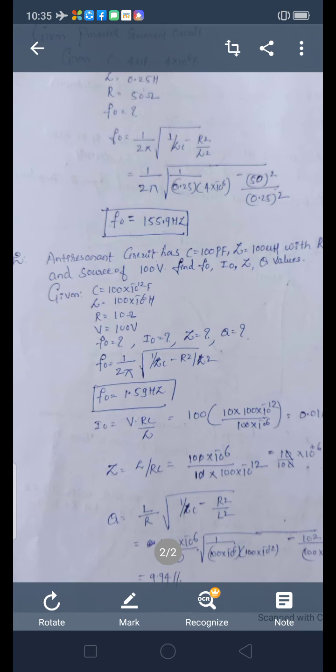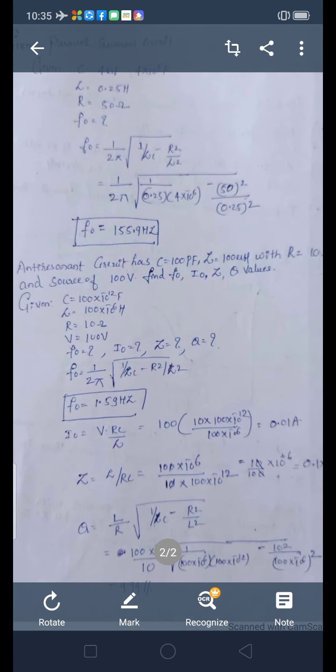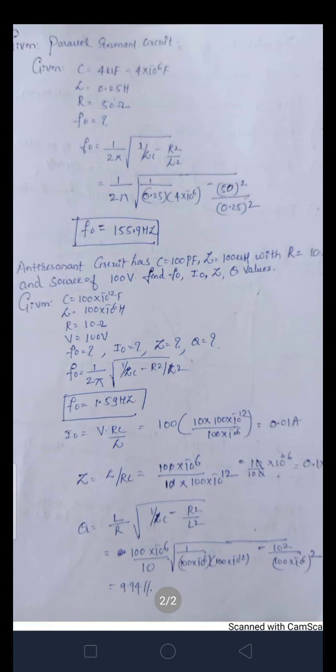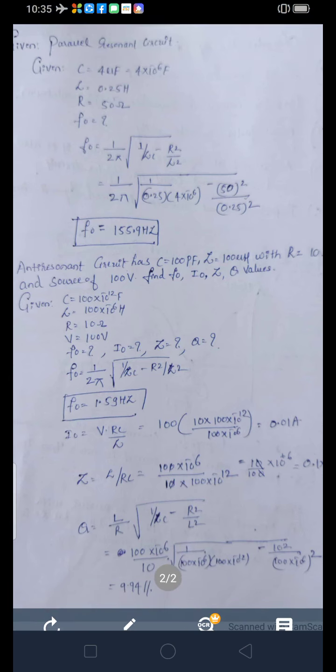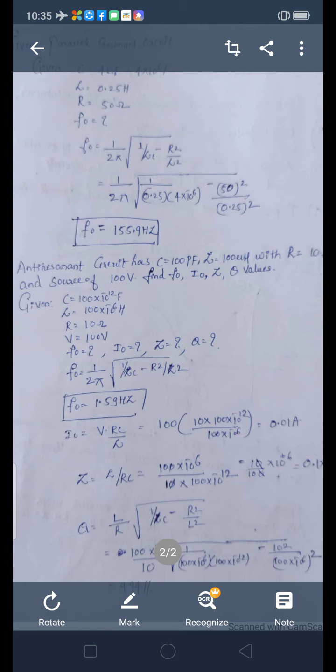Next problem. Anti-resonant circuit has C value, L value, R value given. Anti-resonant means it is again a parallel resonance circuit, that you should understand. They have asked to calculate, and source voltage 100 volts is also given, which I have listed here. Voltage is equal to 100 volts. We need to find F0, I0, Z and Q values. In the previous problem we found only I0. Now the other 3 parameters are asked.